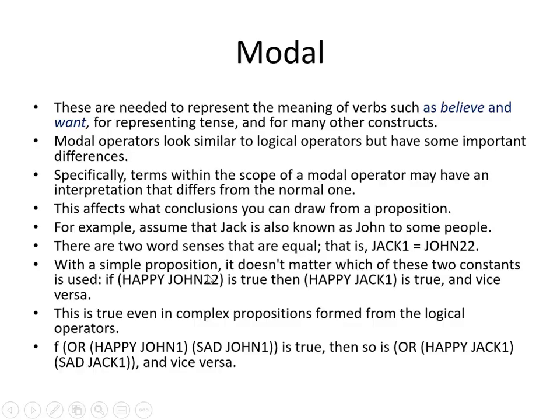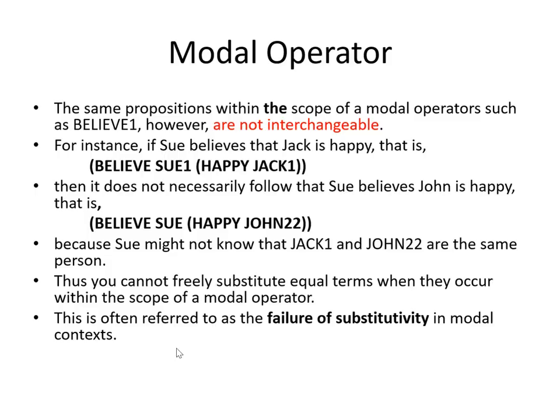But with a simple proposition, it doesn't matter which of these two constants is used. So if you are saying John is happy, so happy John 22 is true, then happy Jack 1 is also true, and vice versa. This is true even in a complex proposition formed from the logical operators. For example, if happy John or sad John is true, then so is happy Jack or sad Jack, because John and Jack are both the same person's name.